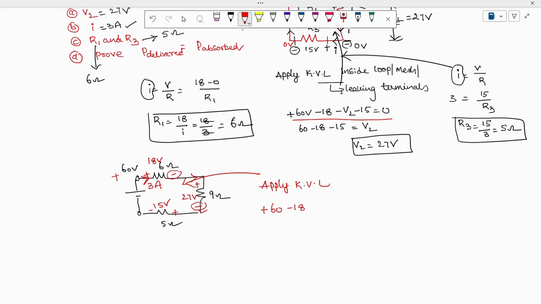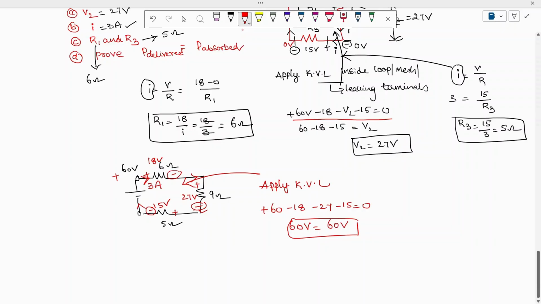Current is leaving. What is the leaving polarity across 9 ohm? Which is nothing but 27. Current is leaving. What is the leaving polarity of the voltage? Minus 15 is equal to 0. All this negative term is sent to this side. So 60 volts we are applying, creating a drop of 60 volts. I can say the circuit is balanced.